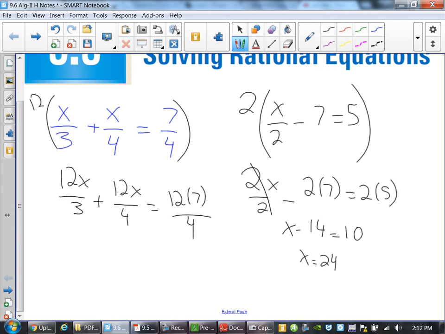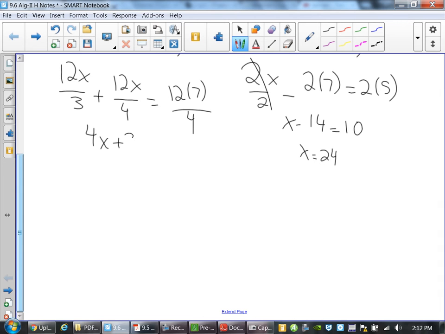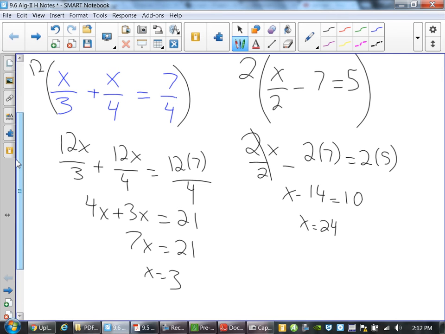What can I do with the 12x over 3? What does that become? 4x. What's the next one become? 3x. And what's the next one become? What's 4x plus 3x? 7x. And what's x? 3. And what could you do to see if you're right? Substitute that in.